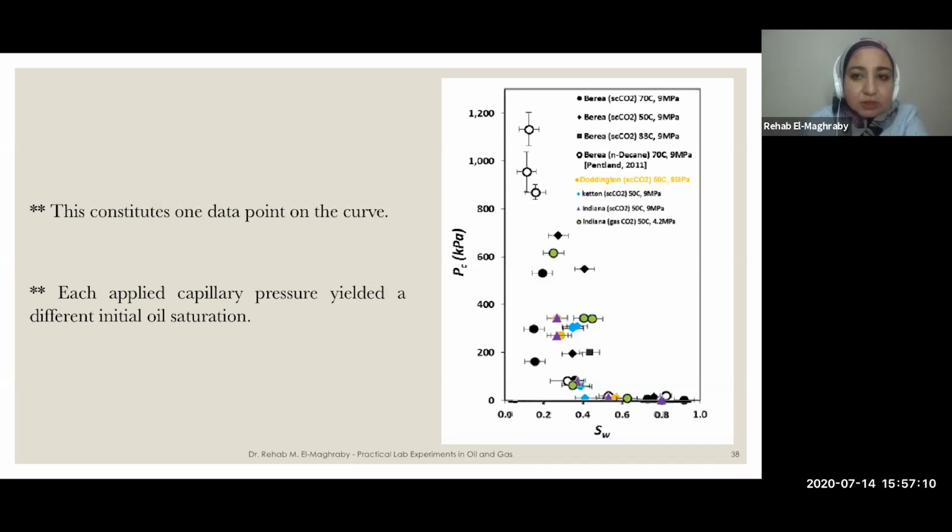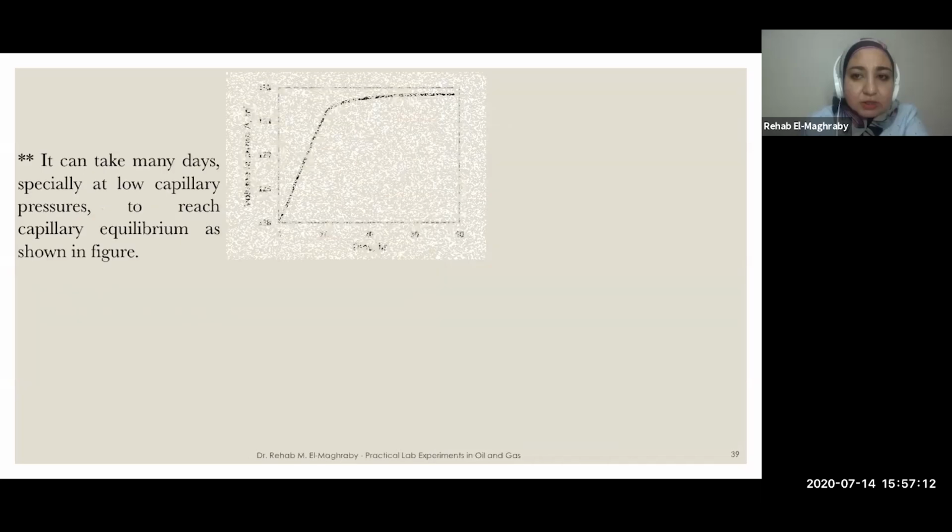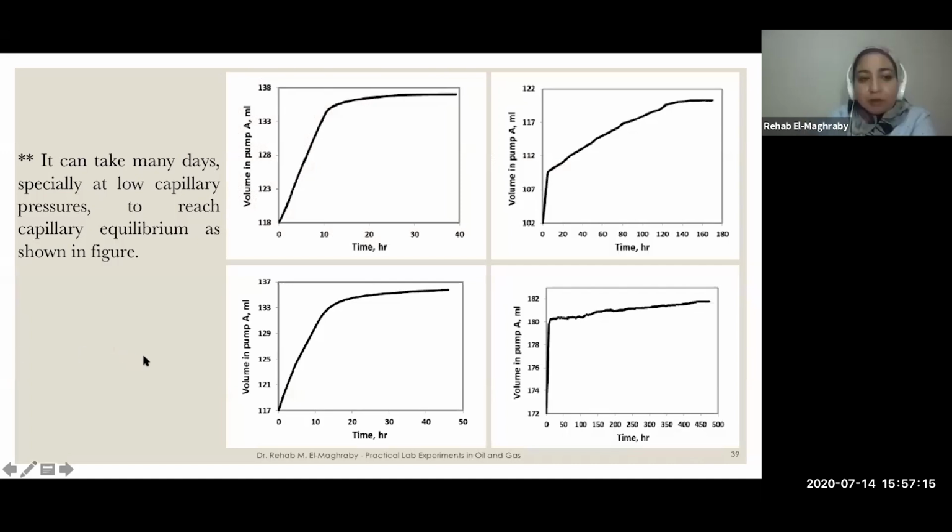So it can take many days actually. So this is one point. You will increase your capillary pressure and you will get different saturation, because oil will invade more and more pores in this step. Okay. So you are showing here different received amounts of prime received in the receiving pump, and you can see the time consumed. So this is a high capillary pressure, higher volume of water saturation. Okay, and it takes a shorter time.